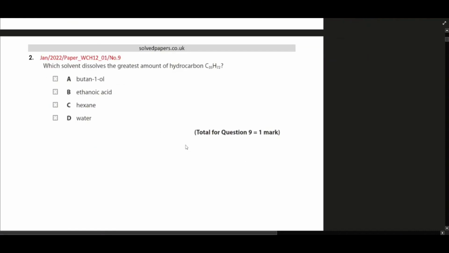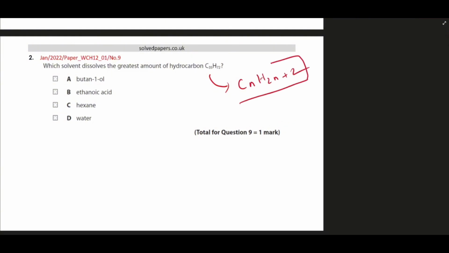Which solvent dissolves the greatest amount of hydrocarbon? C35H72. Is this an alkane, or is it an alkene? Obviously, it's an alkane, right? Because if you use the CnH2n+2 formula, which is the general formula of alkanes, you can check it out. Yes, we can, right?